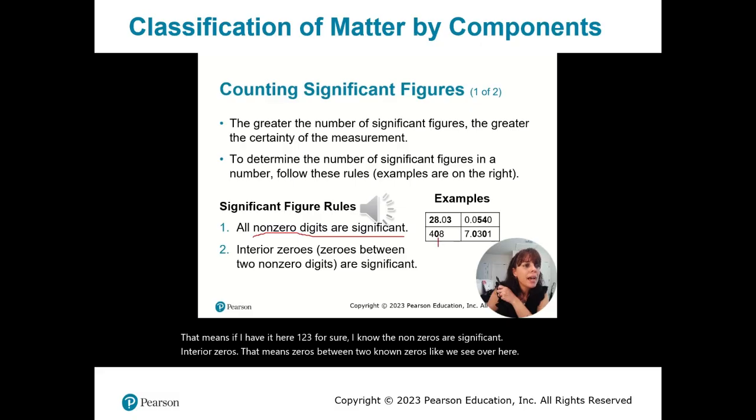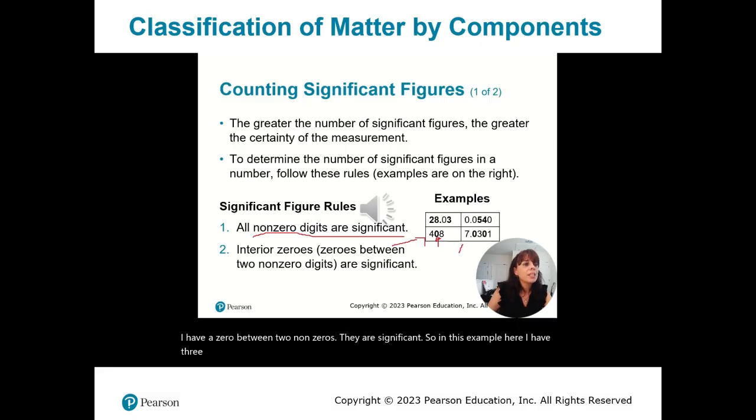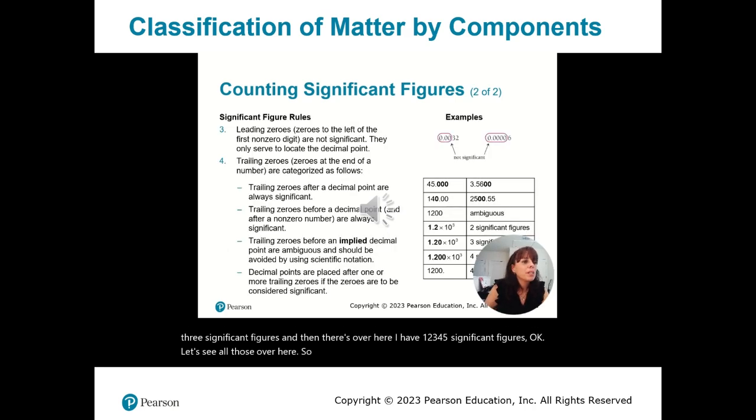See, I have a zero between two non-zeros. They are significant. So in this example here, I have 3 significant figures. And then this over here, I have 1, 2, 3, 4, 5 significant figures. Okay? Let's see all those over here. So let's go on this example over here.